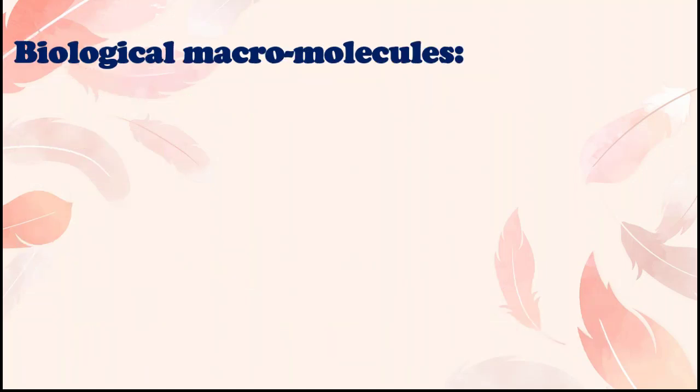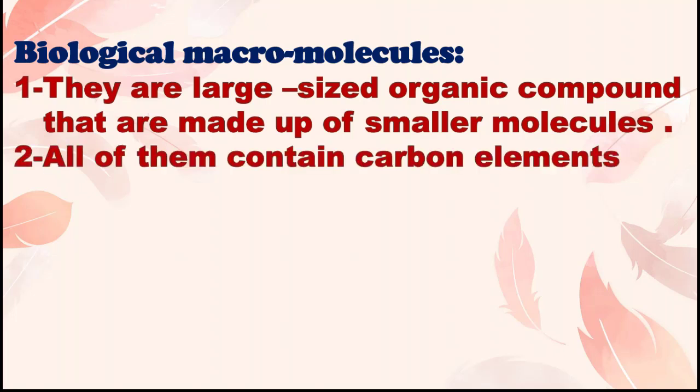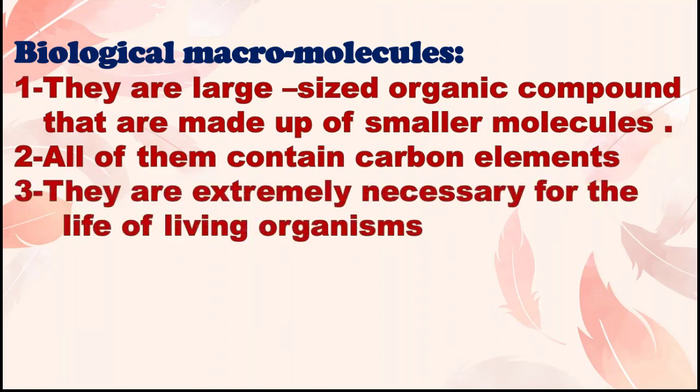What is meant by biological macromolecules? Number 1, biological macromolecules are large organic compounds made of smaller molecules. The smaller molecules change into a big molecule called a biological macromolecule. Number 2, all of them contain carbon atoms. Biological macromolecules must contain carbon atoms, so they are called organic molecules. Number 3, they are extremely necessary for the life of living organisms. Without these compounds, the living organism may die or cannot stay alive.